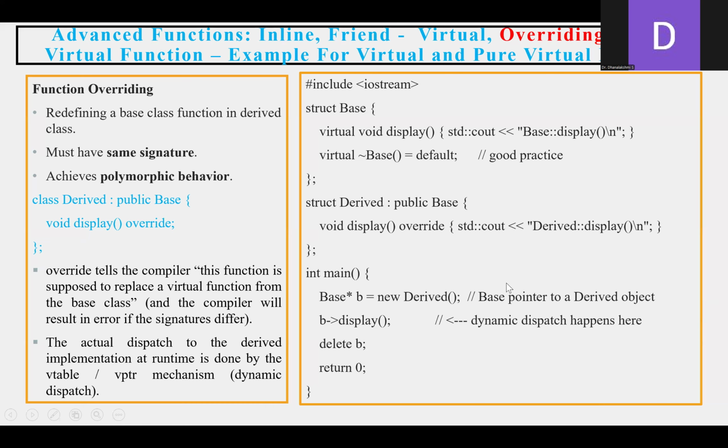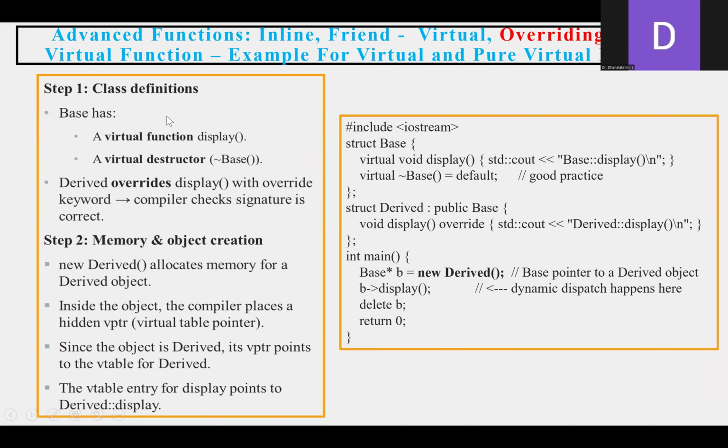Anyhow, for you to understand, I made a step-by-step execution for the same code which I have explained now. Step one is the class definitions. Base has two functions, a virtual function display and a virtual destructor, as I told you. Now derived overrides display with the override keyword. The compiler checks whether the signature is right or wrong.